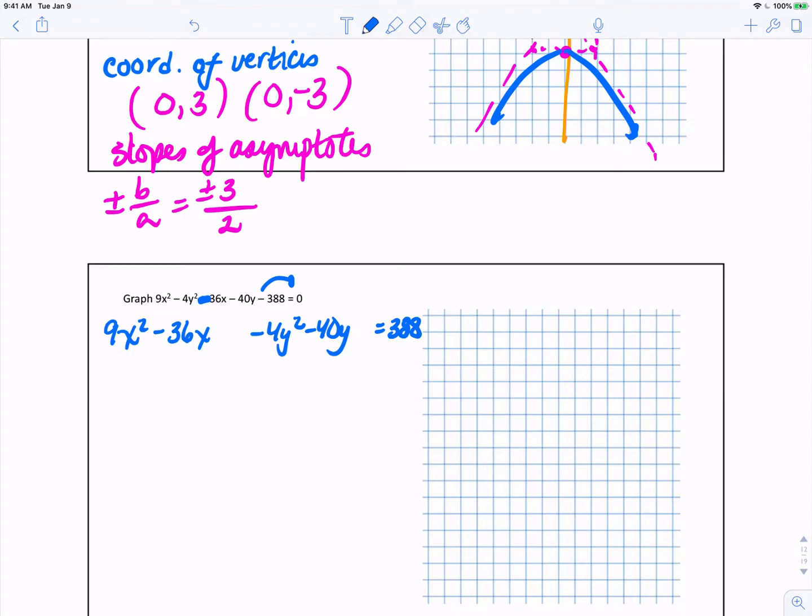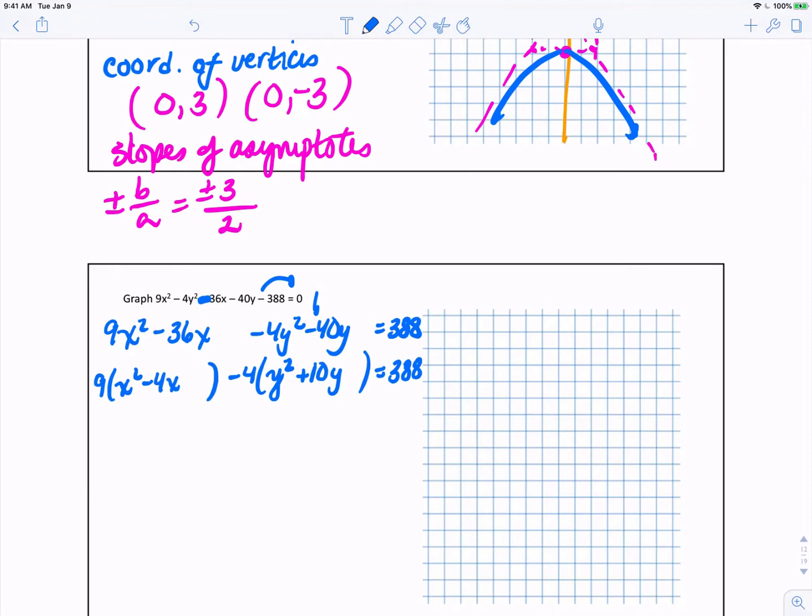Okay, we're going to factor out the lead coefficient. Now be careful here. We're going to factor out a -4, which means the second term is positive 10, because a -4 times a positive 10 would give us our -40. So be careful with your signs.